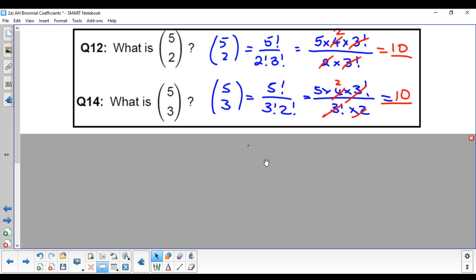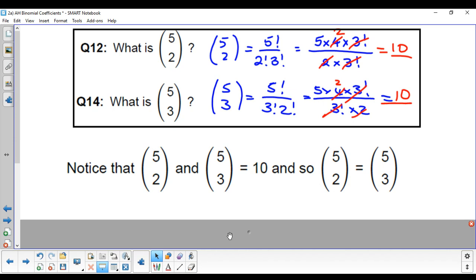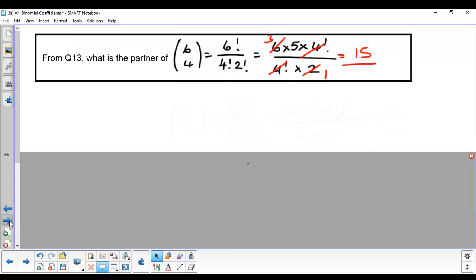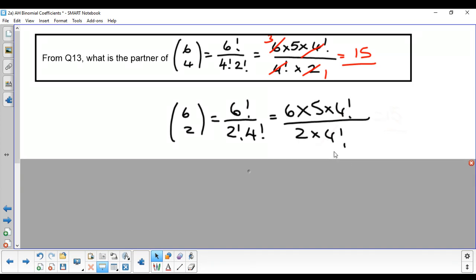Right, what you'll see from questions 12 and 14 is that 5 choose 2 gave you 10 and so did 5 choose 3. So that means 5 choose 2 must equal 5 choose 3. 6 choose 4 is 6 factorial over 4 factorial and 2 factorial. So what's the partner in crime? If I went to 6 choose 2, you'd get 6 factorial over 2 factorial, and the difference is 4. It's the same combination in a different order. So you should be able to see that the 4s cancel down, and in fact, so do the 2 and the 6, okay?